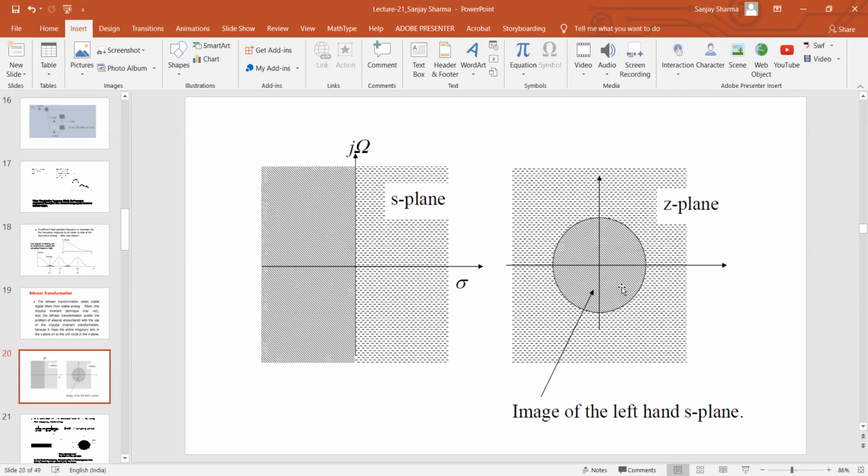But it results in frequency squeezing, also known as frequency warping. I will come to that. But you must understand how the bilinear transformation avoids the problem of aliasing. That means the complete left side of the j omega axis goes inside the unit circle and the right side goes outside the unit circle. This is the image of the left-hand S plane.